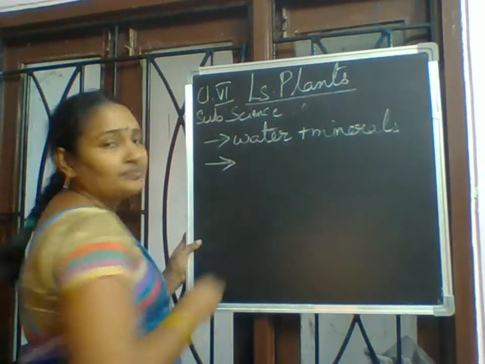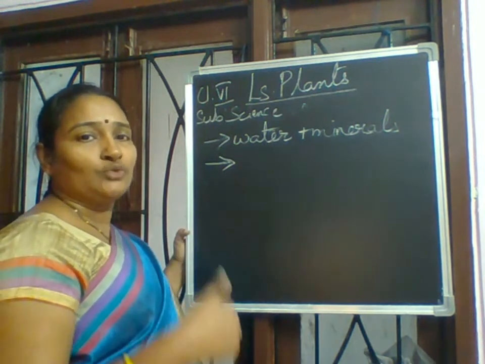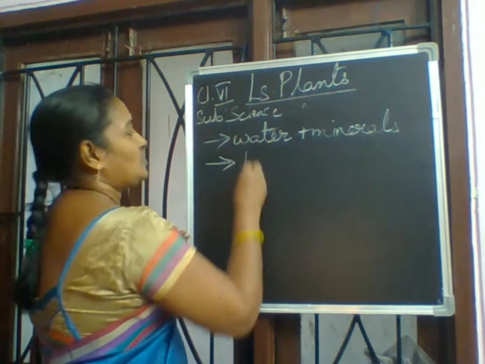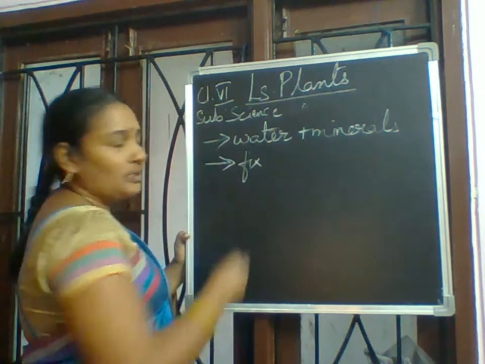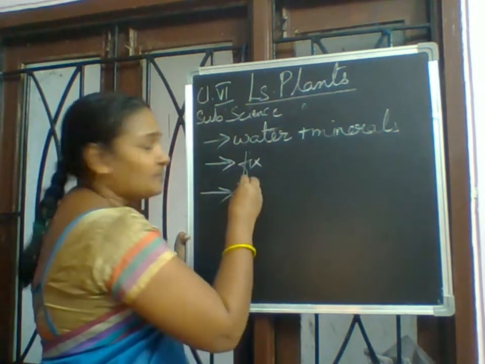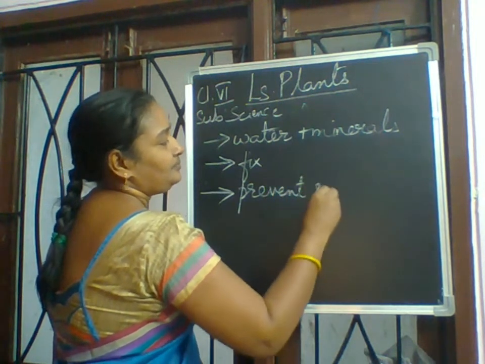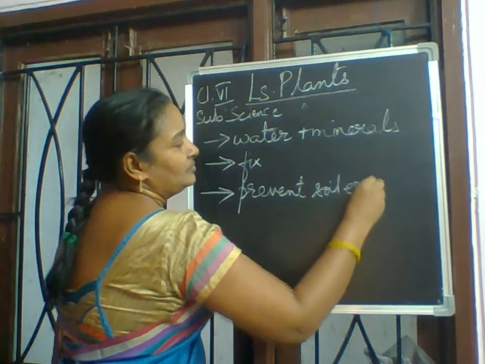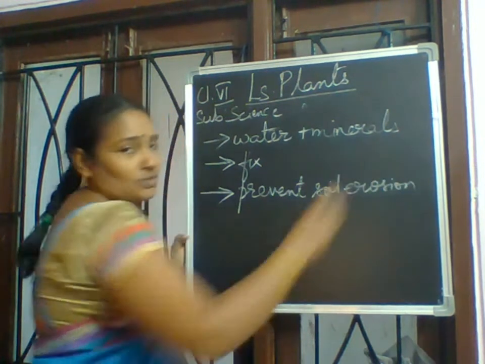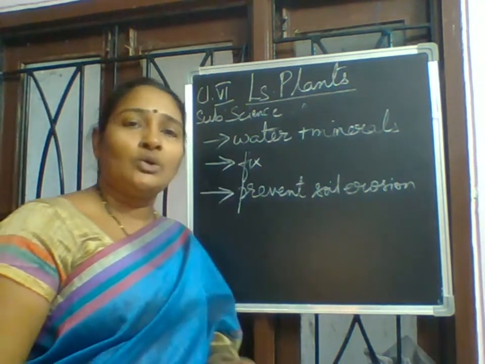Next, it holds the plant to firmly fix into the soil. And third point, it prevents soil erosion. These are the functions of the root.